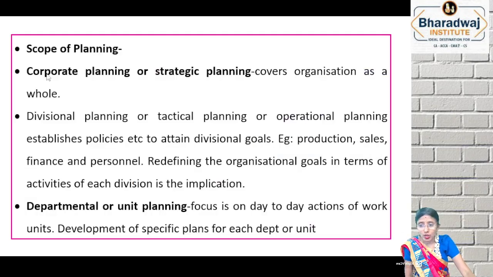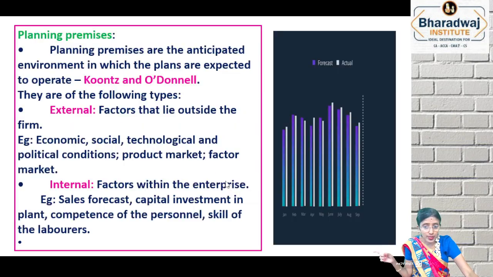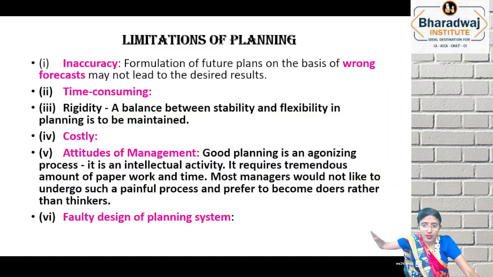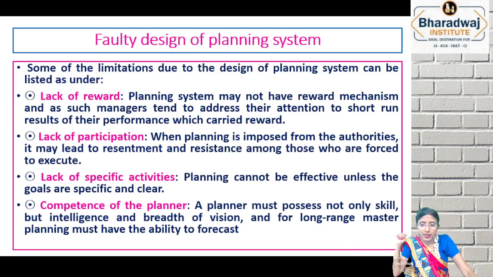Now look at this. Types of planning based on time is short-term, medium-term, long-term. Based on scope is corporate, divisional, departmental or unit. See, corporate planning is known as strategic planning. Divisional planning or tactical planning or operational planning. And departmental planning or unit planning. Okay. Planning premises, very important. Who gave it? Various classifications with examples. Limitations, non-technical segment.